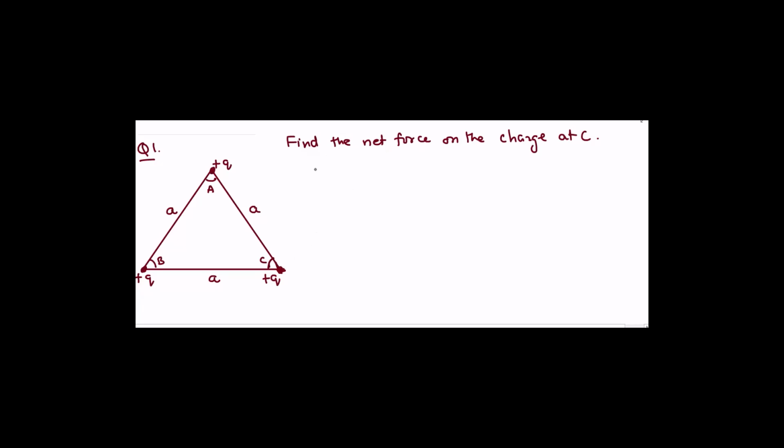From the law of superposition, we know that the net force acting on the charge at C, which we will call Fc, is equal to the vector sum of the force due to the charge at A plus the force due to the charge at B. So we get this equation by the law of superposition. Now let us find the value of FCA. Let's find the magnitude of FCA.